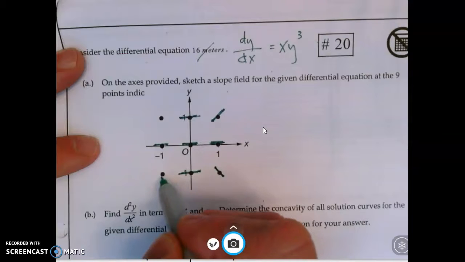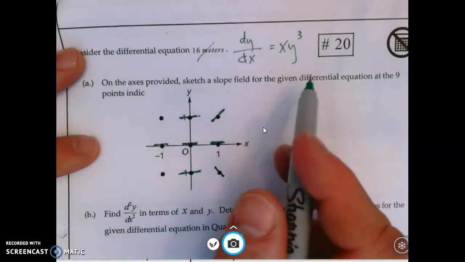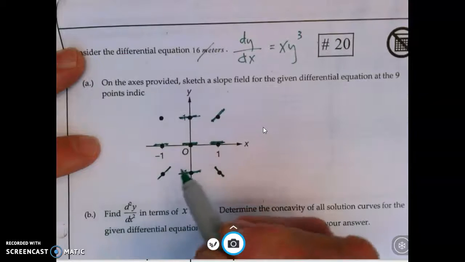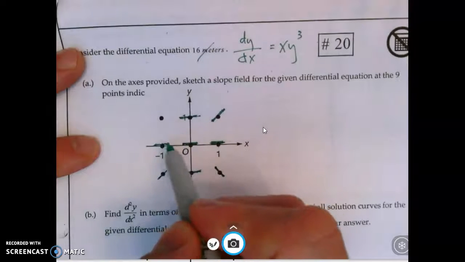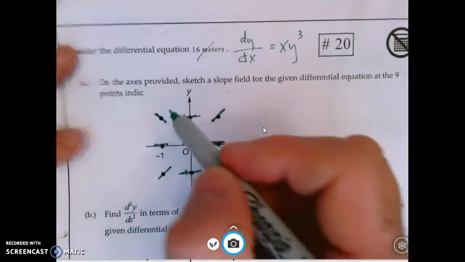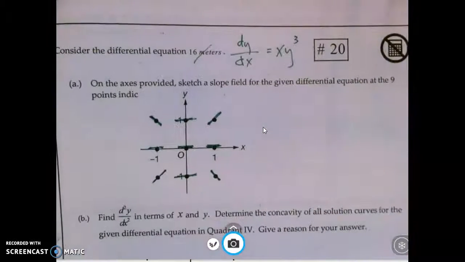At (-1, -1), it says -1 times (-1) cubed. So a negative times a negative is a positive 1. And lastly, at x equals -1 and y equals 1, we have -1 as well. Okay, so there's our completed form of part F.